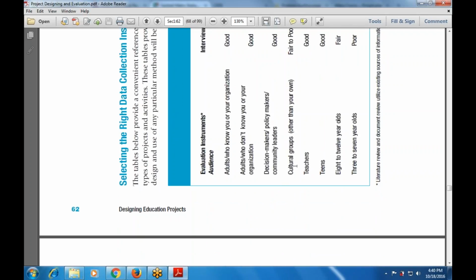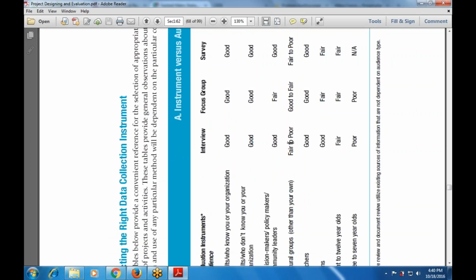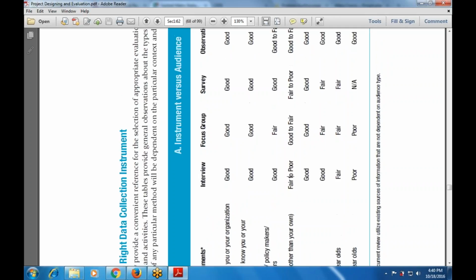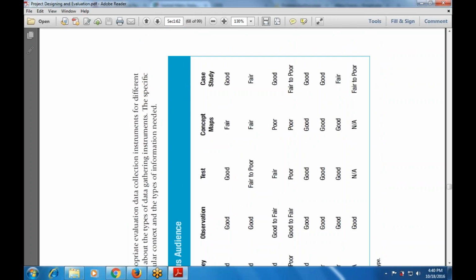Now the next is a cultural group other than your own. That means you don't know how to get the data. This is fair to very poor, because for interview, there are illiterate persons coming for the interview, so that is very poor. Then focus group is good to fair. Then survey is fair to poor. Then good to fair, then poor, then good.